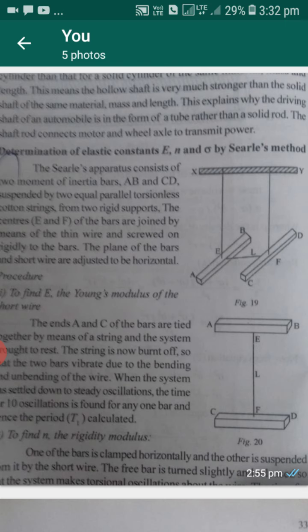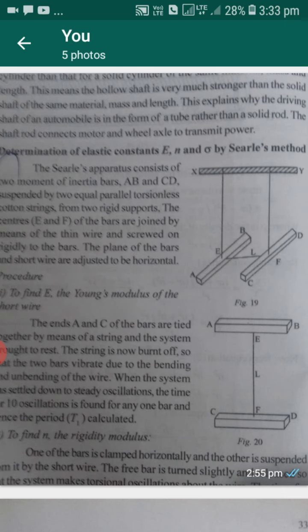They are suspended by a cotton string from a rigid support. Then the centers of the bars, E and F, are tied by a thin wire. First we want to find the Young's modulus of the wire, that is the short thin wire. For this you tie the ends A and C together. Then you bring them to rest.